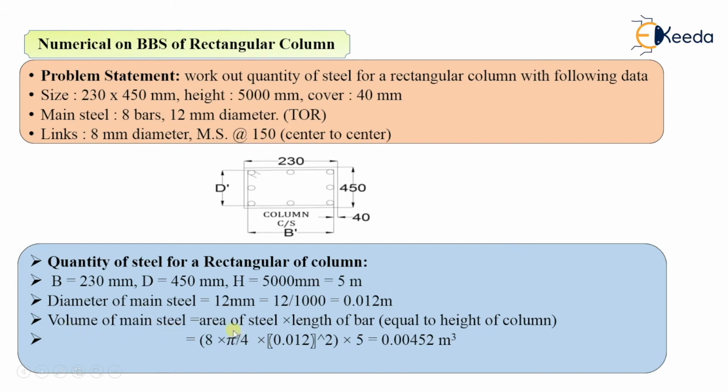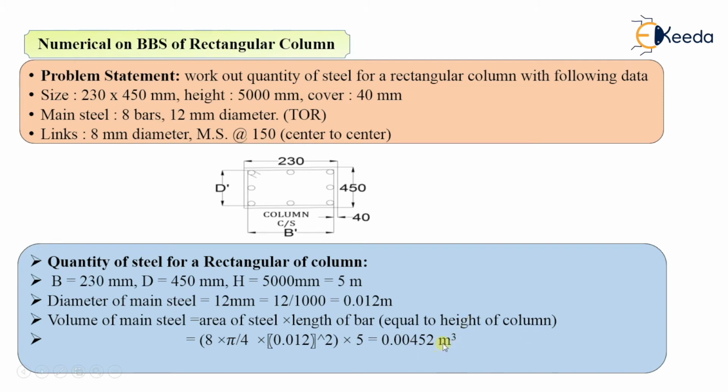So the formula is area of steel into length of bar. Area of steel will be given by pi by 4 into d square. As the diameter is 0.012, that's why I have taken pi by 4 into 0.012 square. Now what is this 8? These are the number of bars. They have given 8 number of main steel bar. So that's why I have multiplied number by the area, because there are total 8 such bars. And at last I will multiply it by the length of bar, that is 5 meter. So which comes as 0.00452 meter cube. This is the volume.